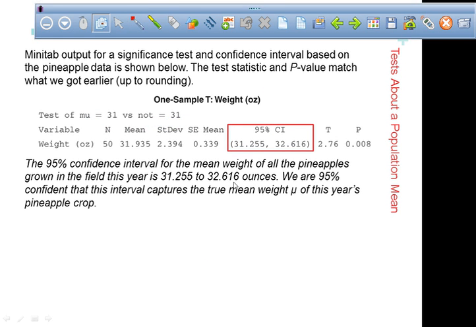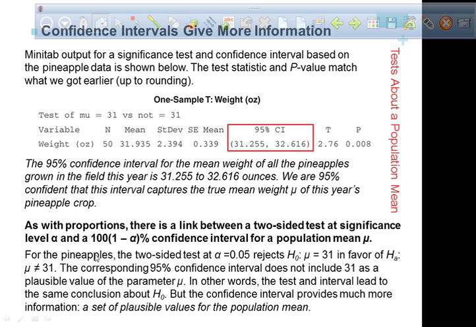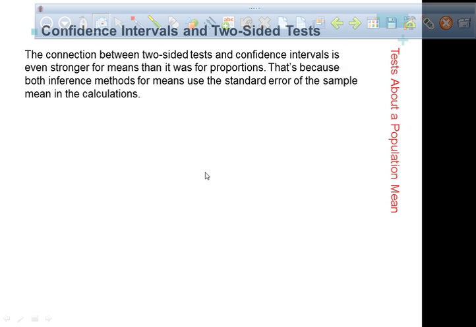So they explain that the interval captures the mean, and as with proportions, there is a link between a two-sided test at significance level alpha and the percent confidence interval. So an alpha of 0.05 is a 95% confidence interval, and they're just going through that for you.